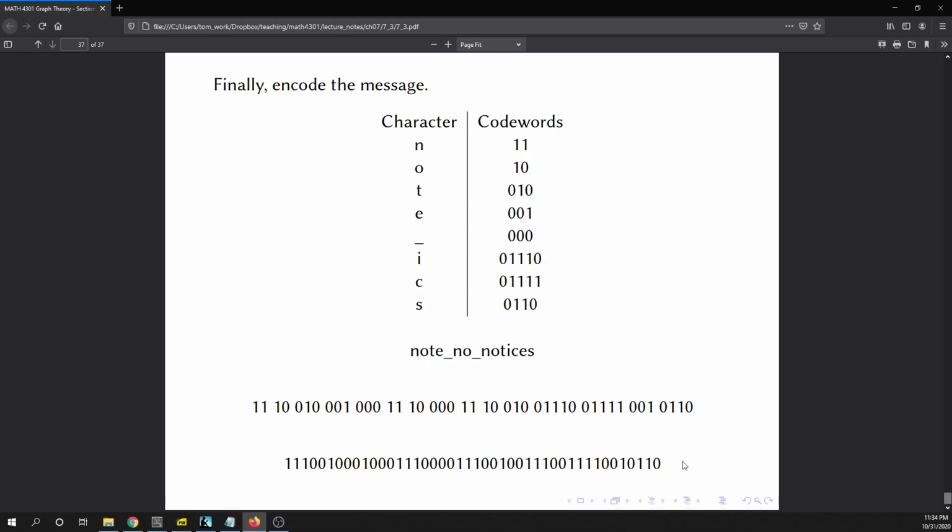Now this is the most efficient one possible. If you remember example 2 that we did, that used three-bit code words. Every code word was a sequence of 3 zeros and ones. So we had 3 times the number of characters in there, which was 1, 2, 3, 4, 5, 6, 7, 8, 9, 10, 11, 12, 13, 14, 15.